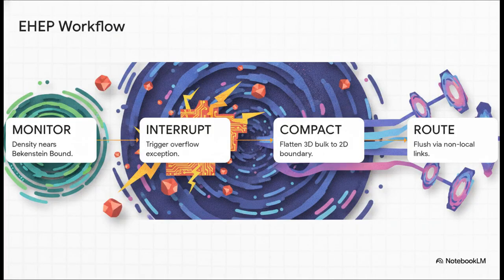Here is the step-by-step visual narrative of the exact workflow as trapped data miraculously escapes the collapsing bulk, right before the singularity physically locks. Step 1. Monitor the density as it nears the Bekenstein bound. Step 2. Interrupt standard threads by triggering the overflow exception. Step 3. Compact the 3D data down to a 2D boundary. And Step 4. Route it out to safety via those non-local ER-EPR links.